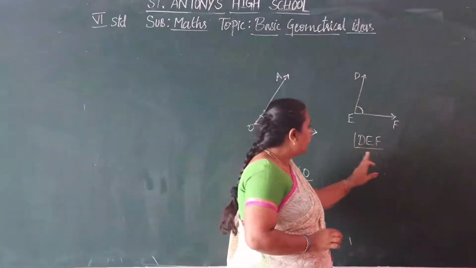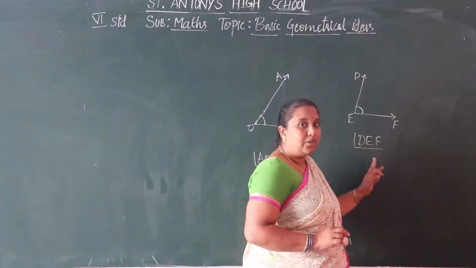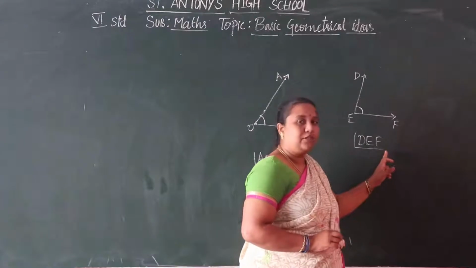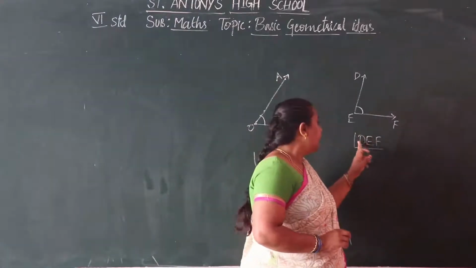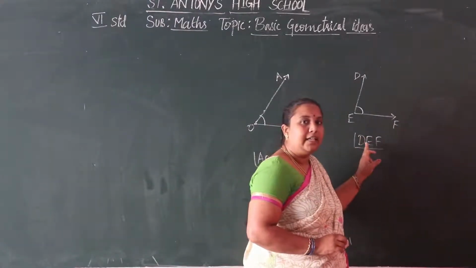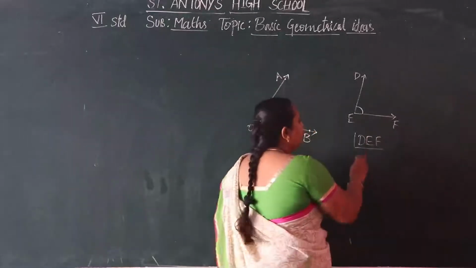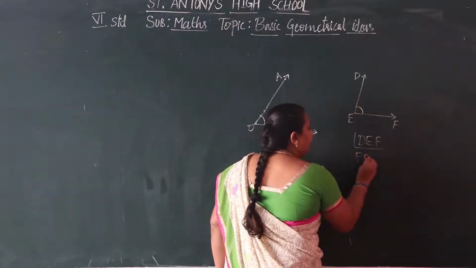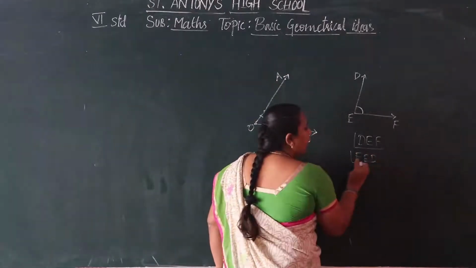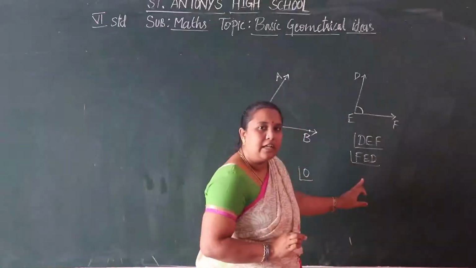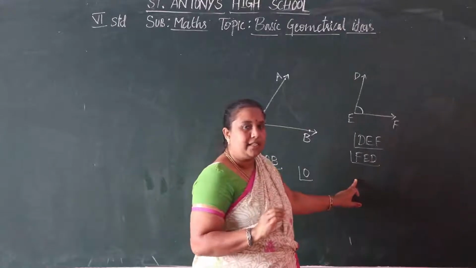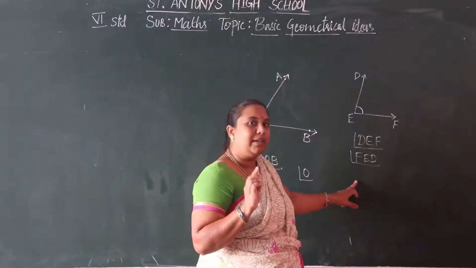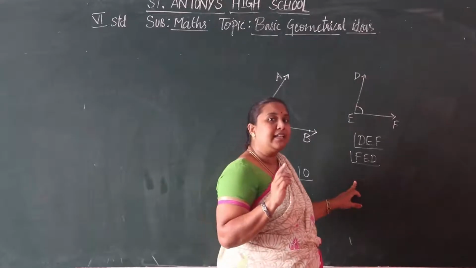While you are reading also, you can read like this. First you say angle DEF. Or otherwise you can write FED also. We can write angle FED. Or otherwise we can write it by the name of its vertex also. Which is the vertex here?